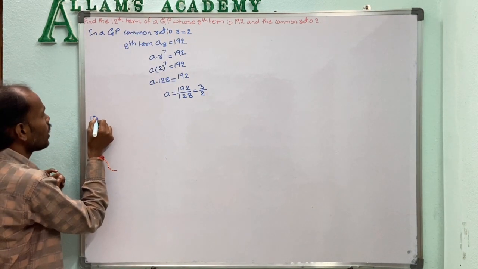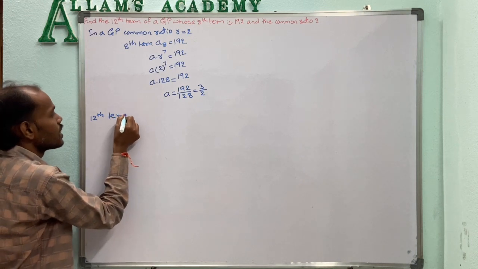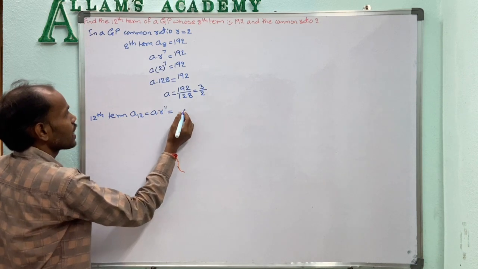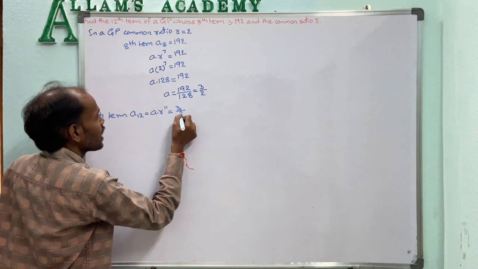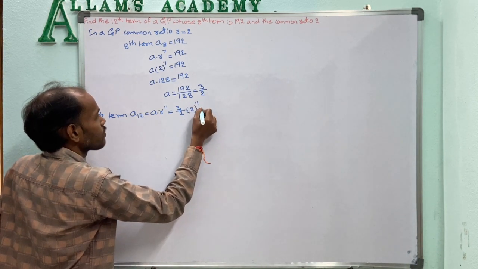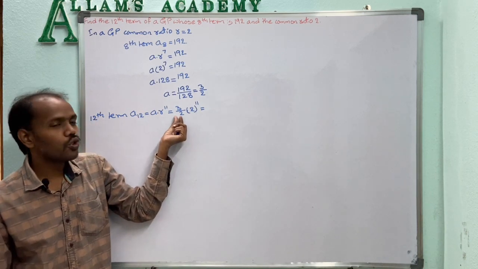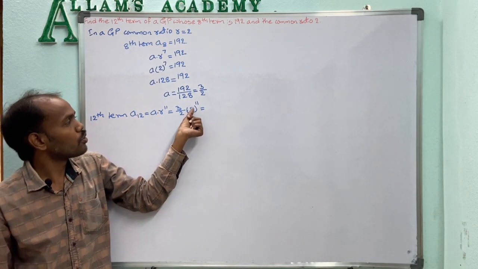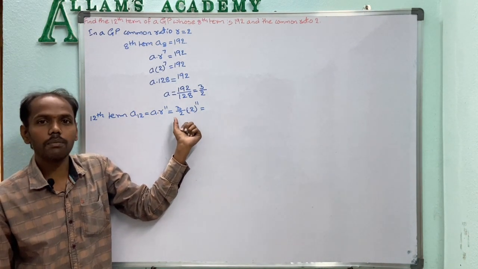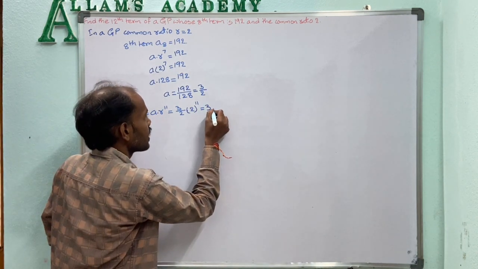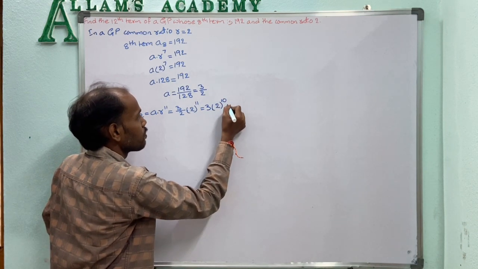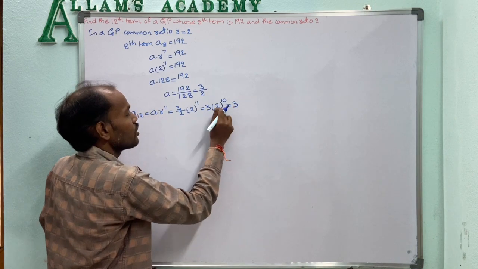So the 12th term of this geometric progression is a12. a12 is a into r power 11. Here a is 3 by 2 and the common ratio r is 2, so 2 power 11. Now 2 is 2 power 1. So 2 power 11 by 2 power 1, in the form of a power m by a power n, is a power m minus n. So 3 into 2 power 11 minus 1, that is 3 into 2 power 10.